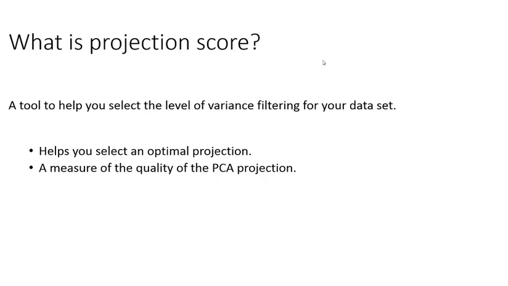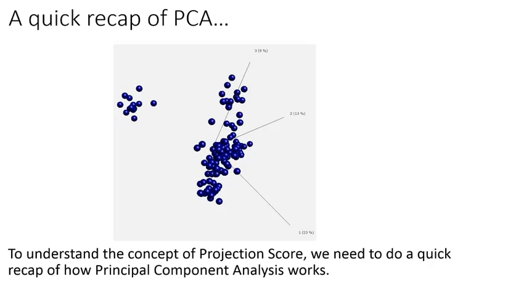In particular, in the case of Qlucore Omics Explorer, we'll talk about the projection score in connection to the PCA projection, the PCA plot. Projection score will be a measure of the quality of the projection that you obtain when filtering. In this case, we will talk about variance filtering primarily. So a quick recapitulation of the principal component analysis, just to lay a foundation for the concept of projection score.